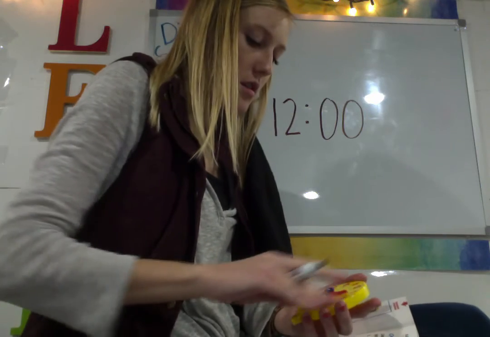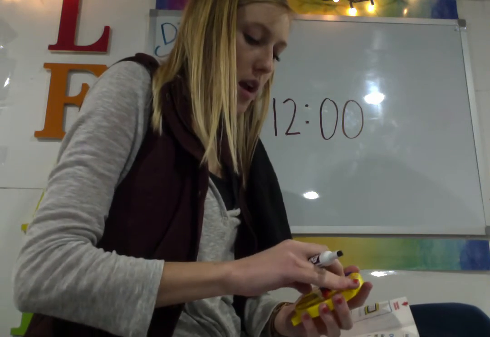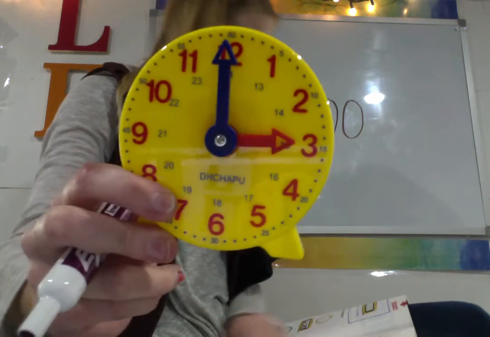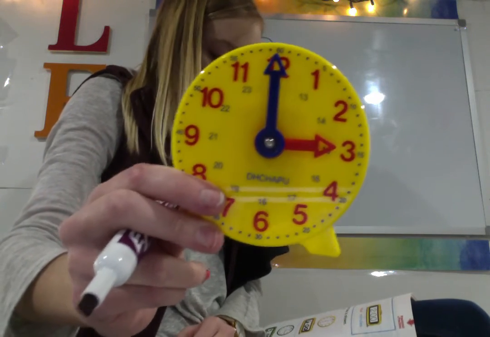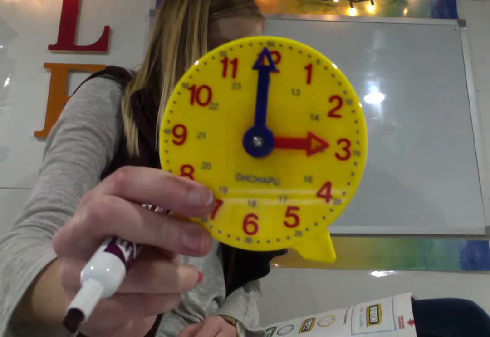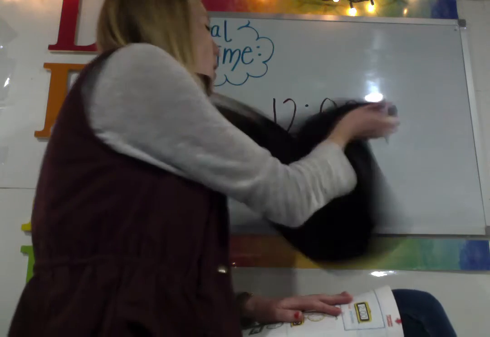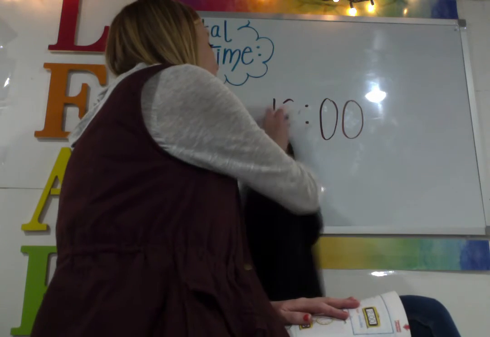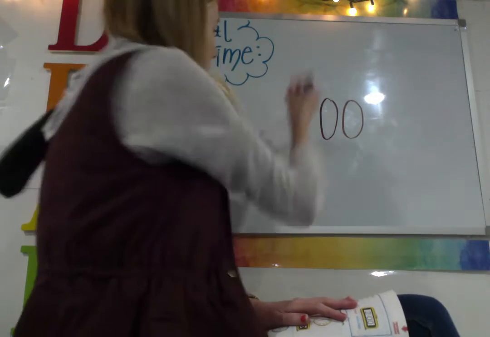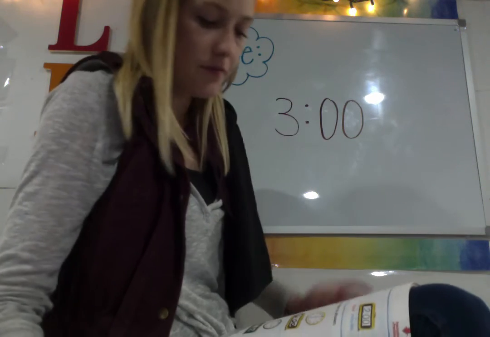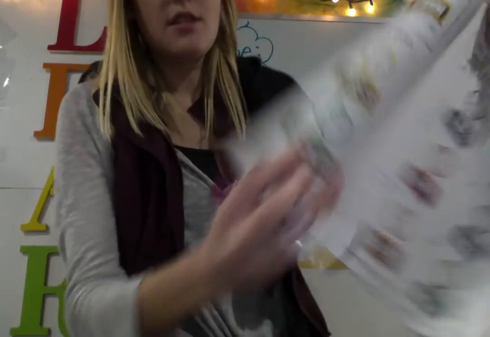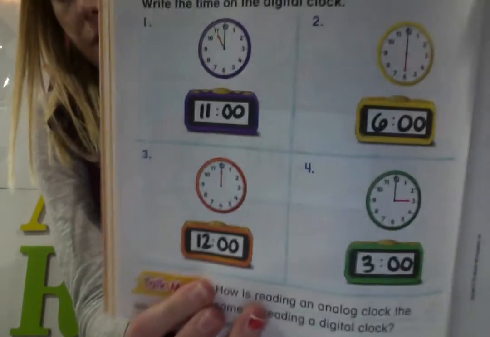And then number 4 is showing us this time on the analog clock. And then we have to fill in the digital clock. So it's showing us 3 o'clock. My big hand is on the 12. My little hand is on the 3. And so on the digital clock, you can go ahead and fill in 3, 0, 0. So these are the answers that you should have on that page.